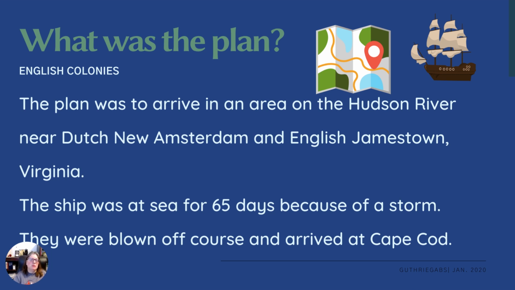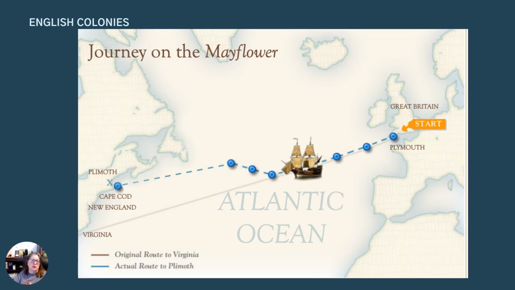And so this storm comes along, and because they're under sail power and ocean currents, they're blown off course. And they arrive way far north of where they should be. Okay, so you can see in this, they were heading for Virginia. Instead, they end up by Cape Cod.